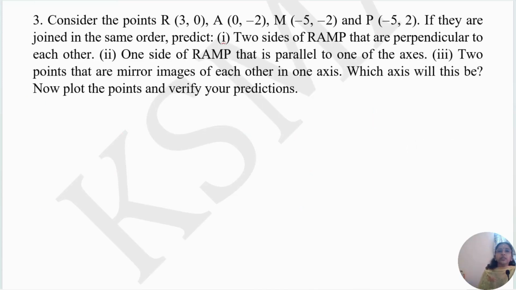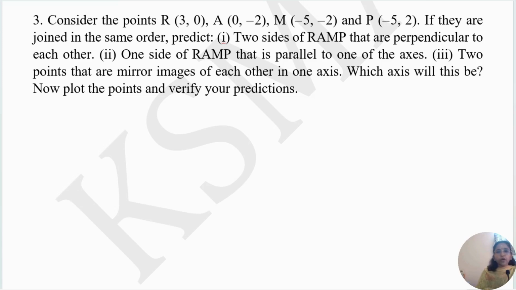Look at the third question. Consider the points R (3, 0), A (0, -2), M (-5, -2), and P (-5, 2). If they are joined in the same order, predict. The first subdivision is two sides of RAMP that are perpendicular to each other. And second question is one side of RAMP that is parallel to one of the axes. And third question, two points that are mirror images of each other in one axis. Which axis will this be? Now plot the points and verify your predictions.